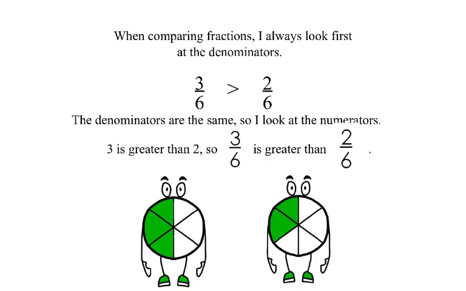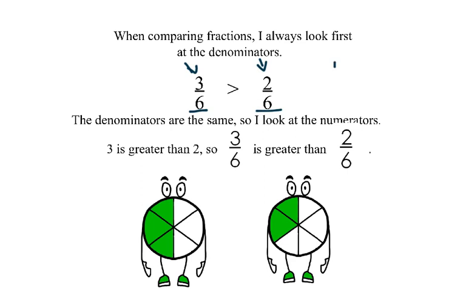All right, let's try another one. When comparing fractions, look first at the denominators. I want you to look at the denominators, write them down, and underline them. The denominators are the same, so I can look at the numerators now. Okay, I see that 3 is greater than 2. So 3/6 is greater than 2/6.